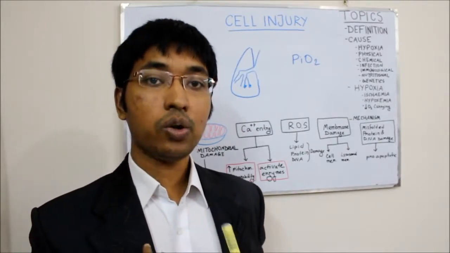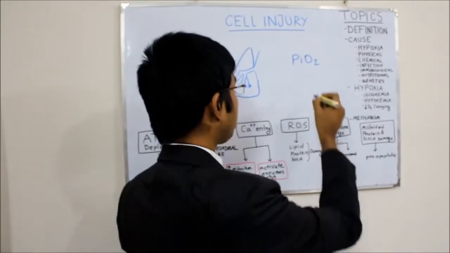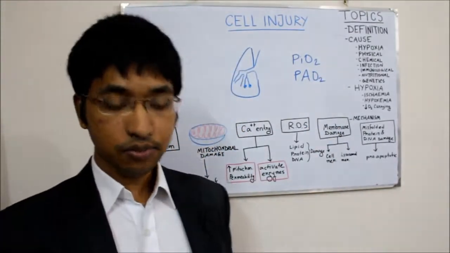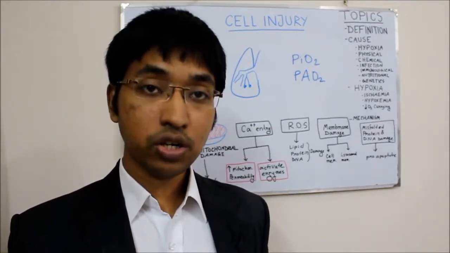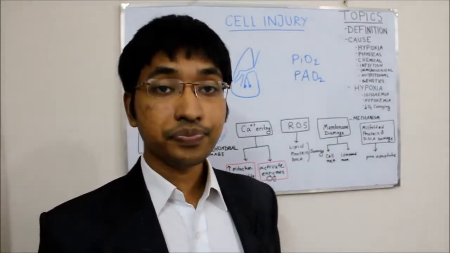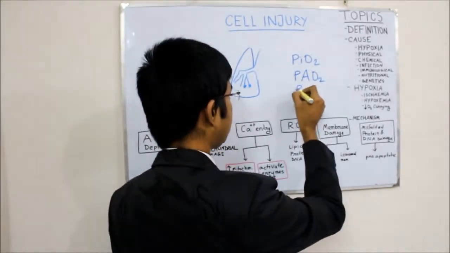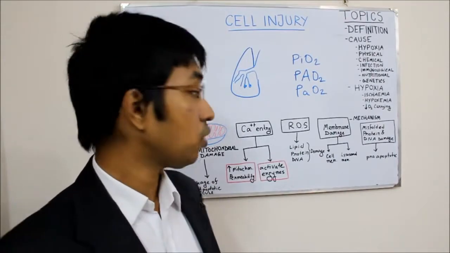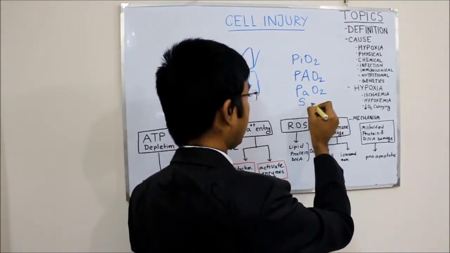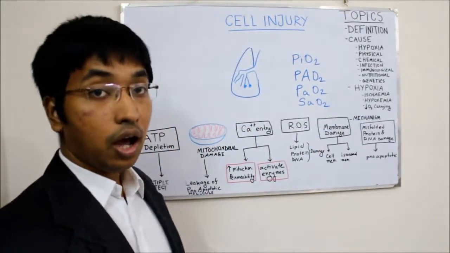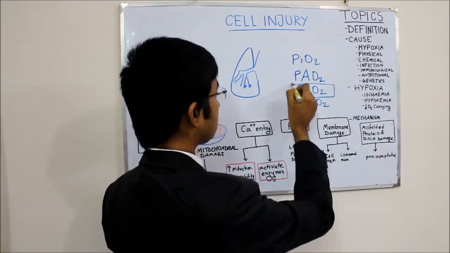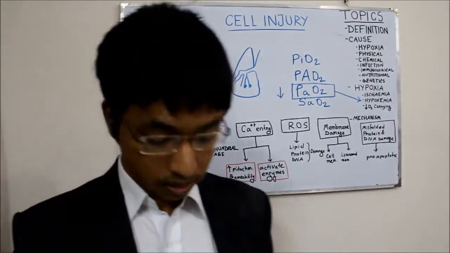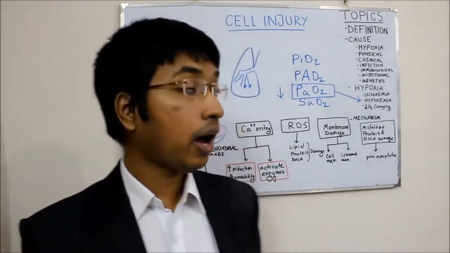So what happens when we are taking that air? That air is coming inside our lungs and then it is going to the alveoli. The pressure in the alveoli is written P big A O2. And from the alveoli, gas exchange occurs, and then that oxygen can go to the blood, and that is called P small a O2. From the blood it will go inside the RBC and bind with the hemoglobin, and we will express that as SaO2. So hypoxemia means this P small a O2 is reduced, and that can cause hypoxia.